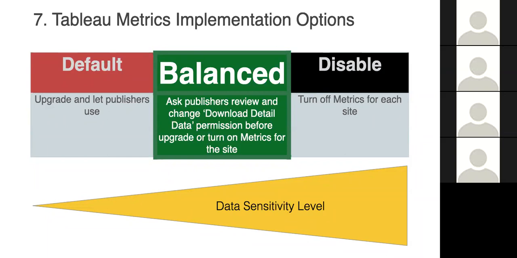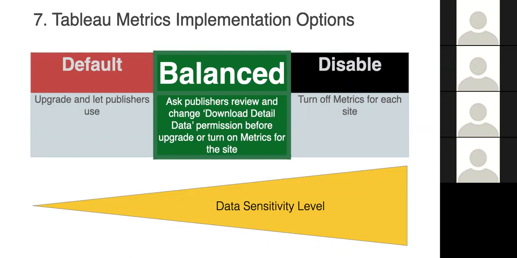Ask publishers to review and change the download detailed data permission before you turn on the matrix feature for the site, or before you upgrade. Do your homework, making sure the users take this permission seriously. In the past, it may have been okay to give that permission, but you need to tell them that with a matrix and the download full data permission, people can create a matrix and share it with anyone else without your knowledge, without your approval. Even you don't know who else they're sharing the KPI with.